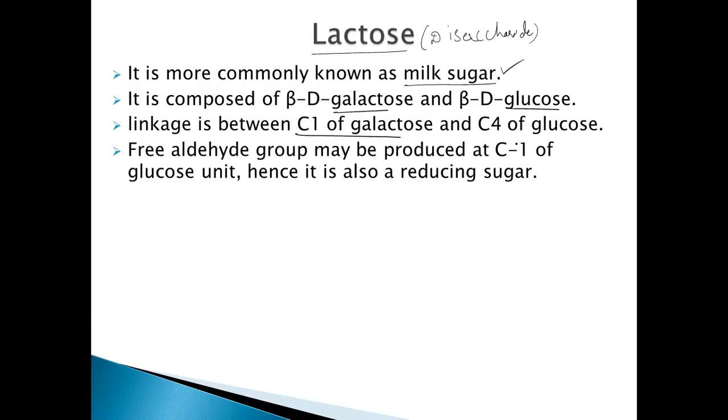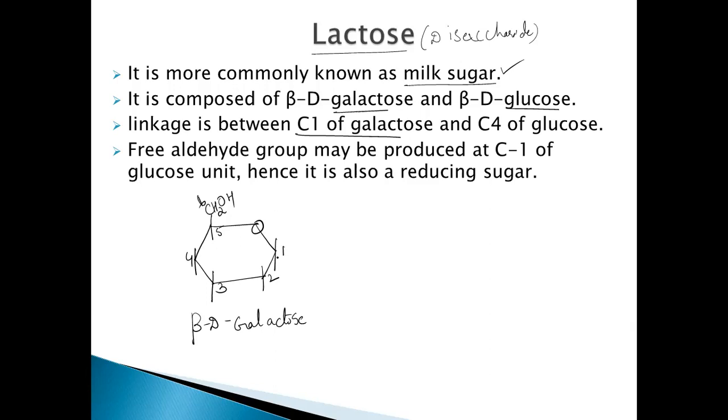So let me write the structures of galactose and glucose and then we can connect them. Let me write the structure of galactose. The galactose also is a 6-membered ring with oxygen. Let me number them 1, 2, 3, 4, 5, and as usual the 6th carbon atom at the top here. So this galactose is the beta D. First I'll write the structure of glucose and then I'll change it to galactose for convenience.